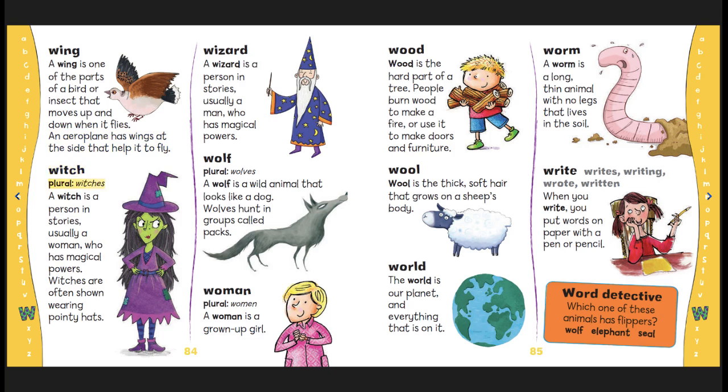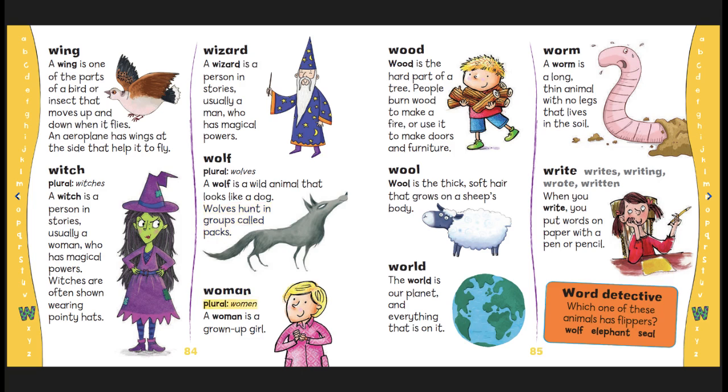Witch, plural, witches. A witch is a person in stories, usually a woman, who has magical powers. Witches are often shown wearing pointy hats. Wizard. A wizard is a person in stories, usually a man, who has magical powers. Wolf, plural, wolves. A wolf is a wild animal that looks like a dog. Wolves hunt in groups called packs.